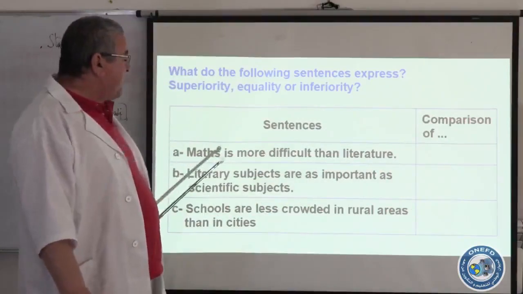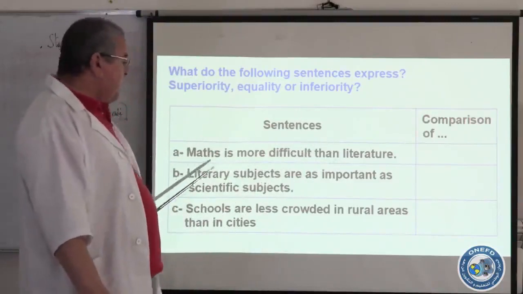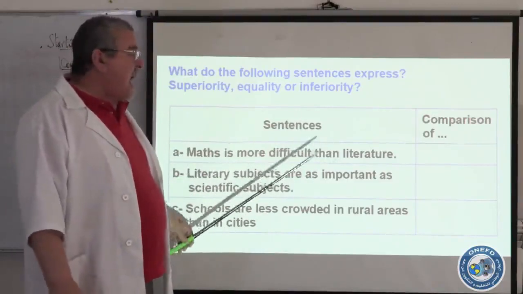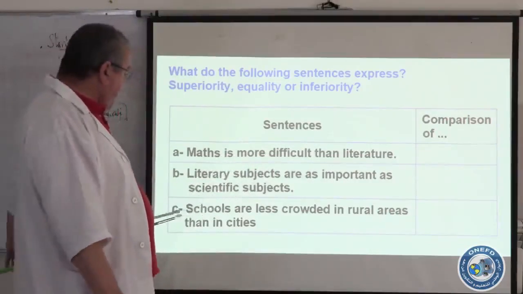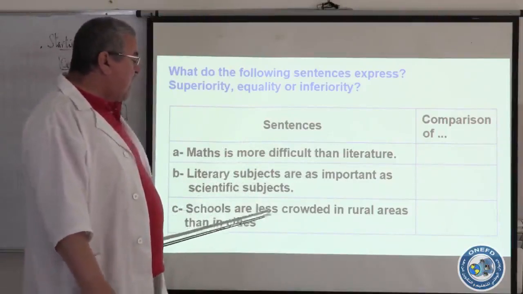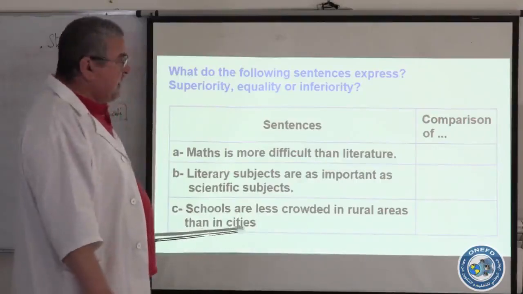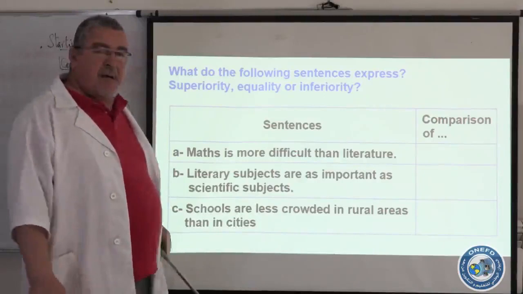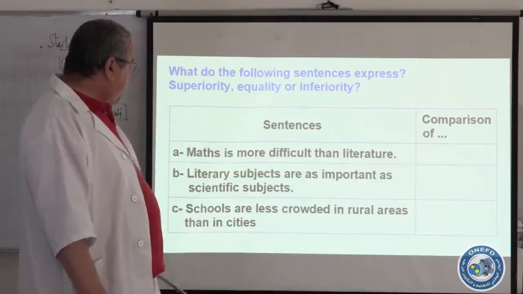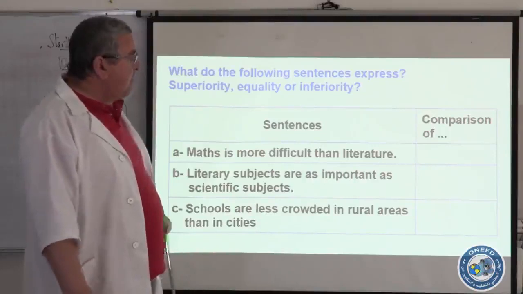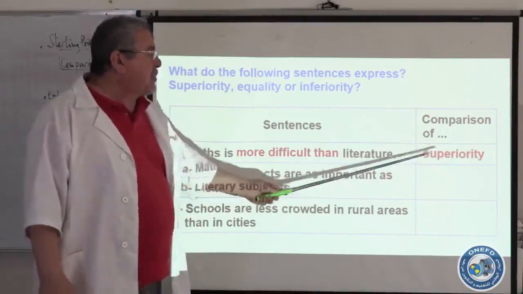Sentence A: maths is more difficult than literature. Sentence B: literary subjects are as important as scientific subjects. C: schools are less crowded in rural areas than in cities. Now, what is expressed in each of these sentences? So, sentence A, what is expressed in sentence A? You see, it's superiority.